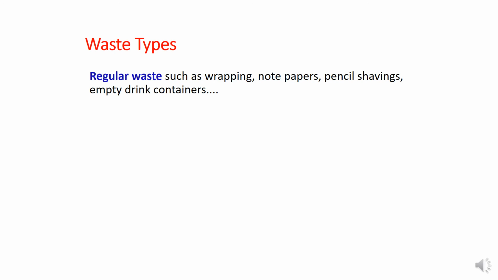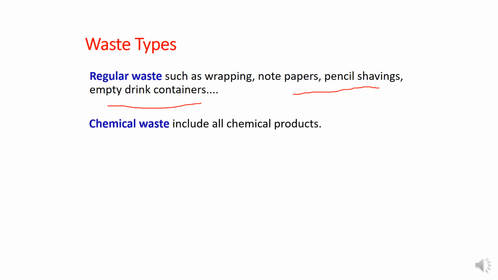So, types of waste. There are different types of waste. For example, regular waste, such as wrapping paper, notes, and pencils, which we commonly call domestic waste. Of course, while we are working in the lab, we produce this regular waste as well, because we are writing notes and protocols, or doing paperwork.